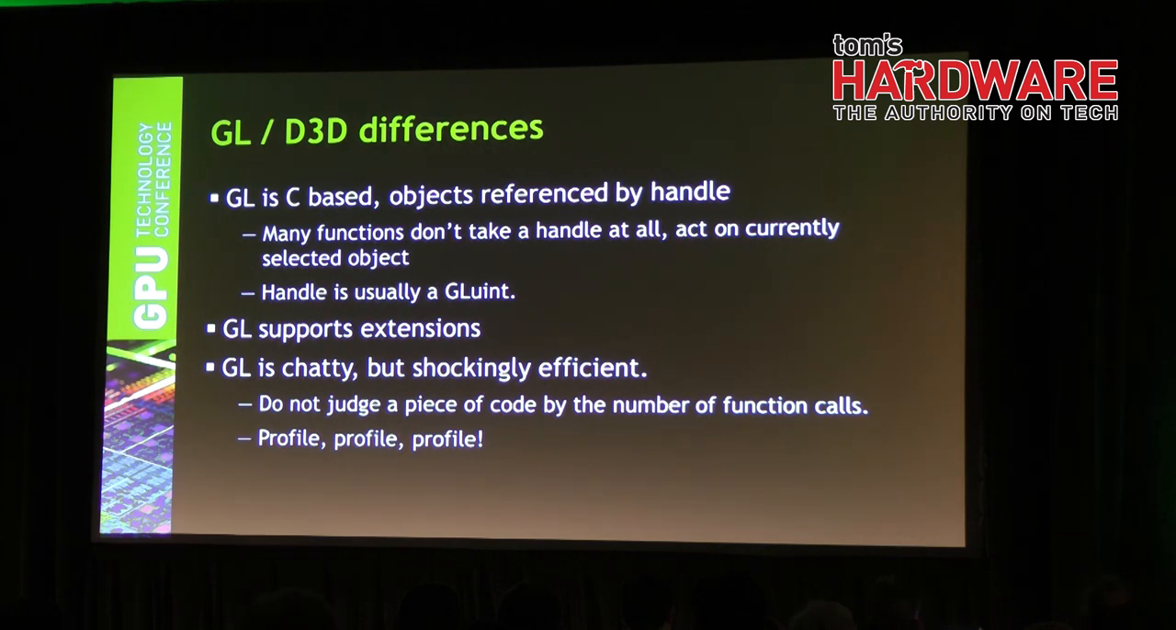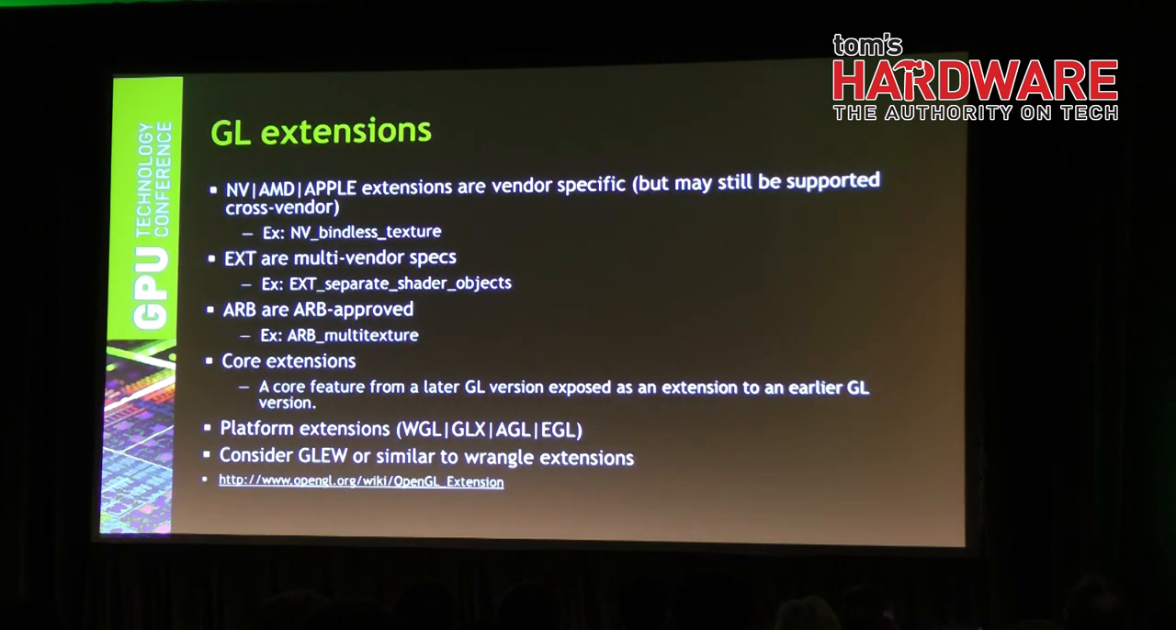GL supports extensions. D3D has no official extension mechanism. GL can be a chatty API, but it turns out that even though it's chatty, it is actually really, really efficient. The guidance is make sure you profile, right? You've got to profile. Even if the code looks like, oh, this is 8 functions, and D3D only had 3, that doesn't mean it's going to be slower, so just make sure you profile.